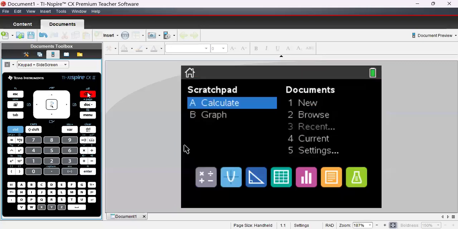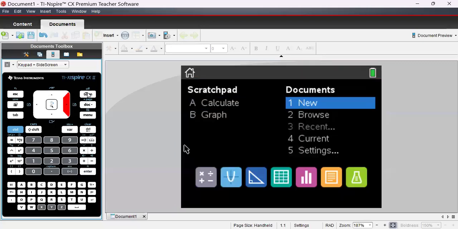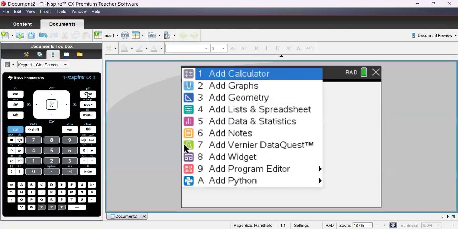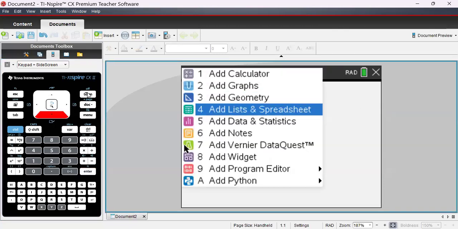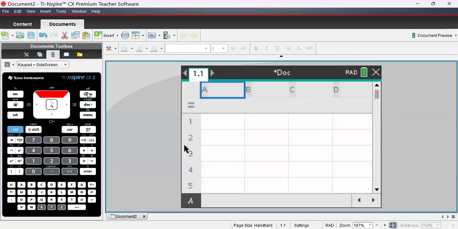So we're going to go to our home button, go over to new. We don't want to save anything, and add list and spreadsheet. We've done this before. Change A to X and B to Y, and then put in your values.